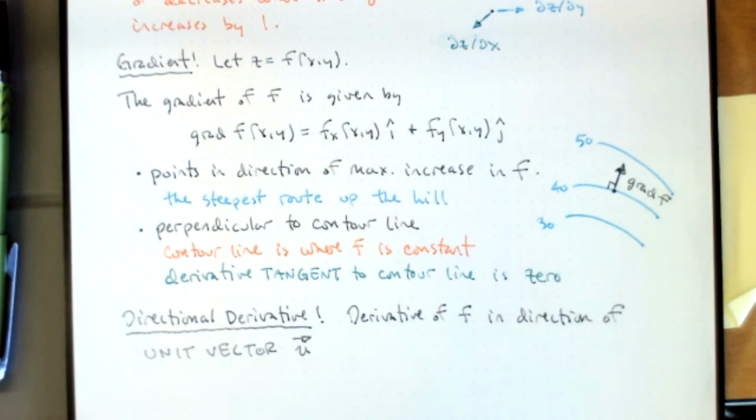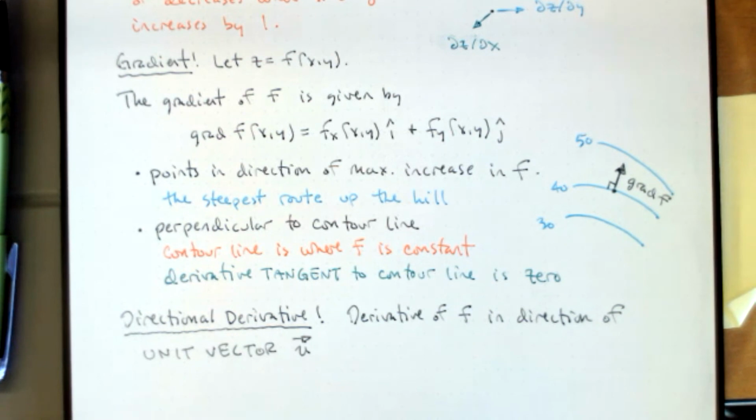I believe that this book uses u for the unit vector. Makes sense, u for unit vector. It also uses v for unit vector. I respect them for using u for unit vector because of the notation that we use for this.